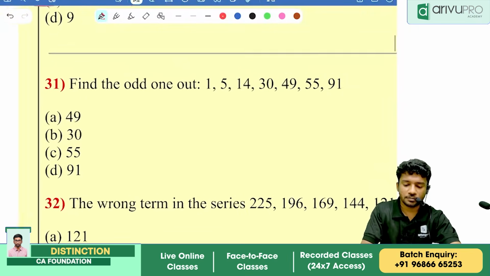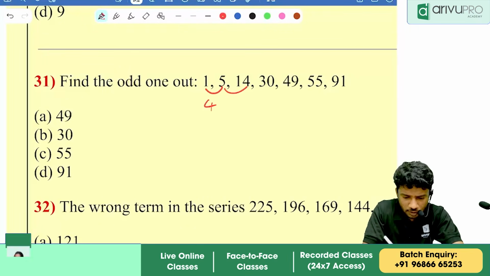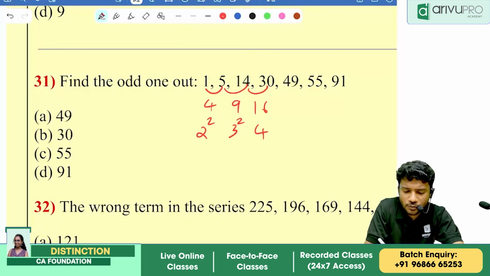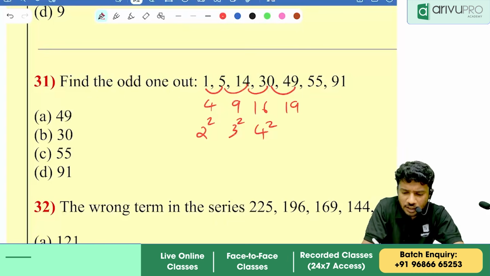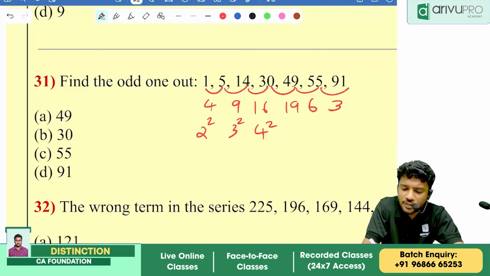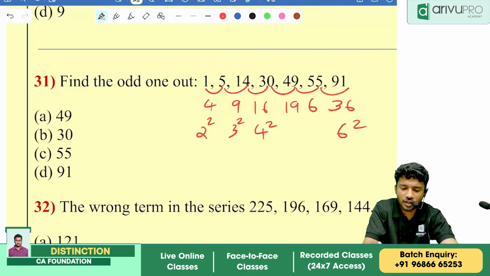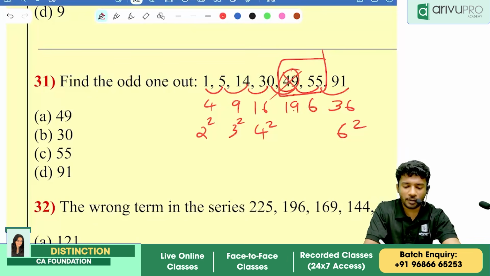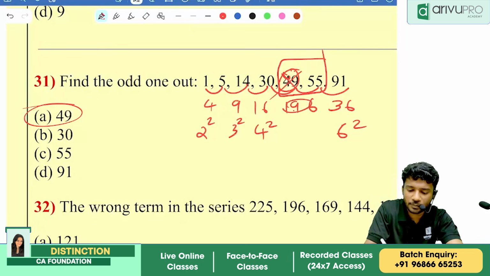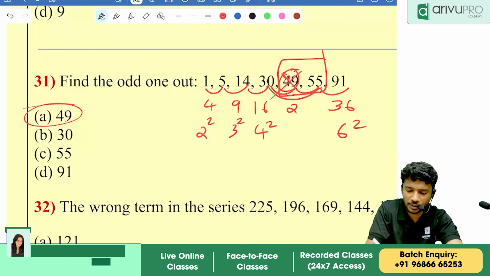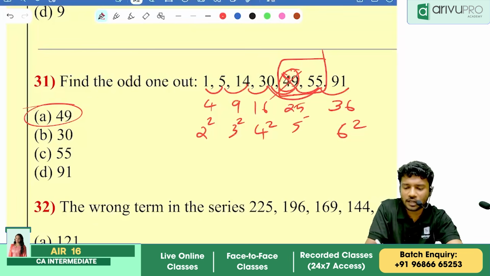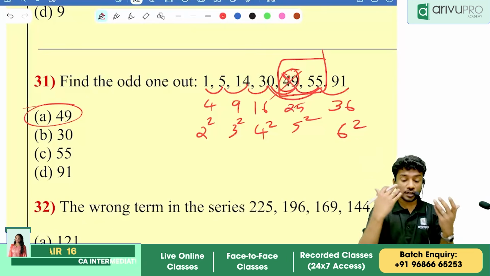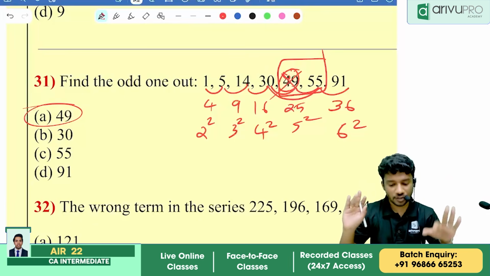Next one. Check the common difference. 4, then 9, 16. This is 2 square, this is 3 square, this is 4 square. Now this is 19, this is 6, this is 36. This is 6 square. Something happened over here. Who caused the problem? The person who is common in between both the problems is 49. Actually 49 should not have been there. It should have been 25, which would have been 5 square. So the odd man is 49. Whenever you get a question based on odd man, if you are clueless, directly go for the common difference. You might get the answer.